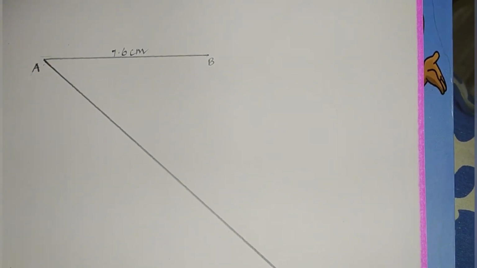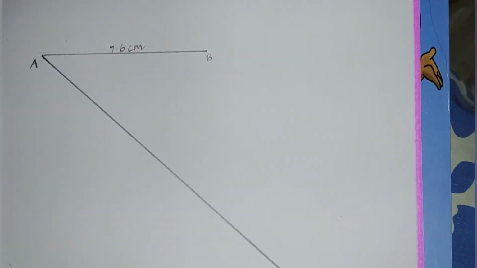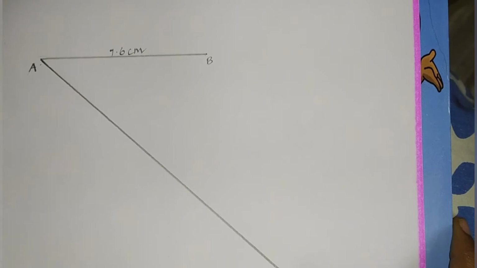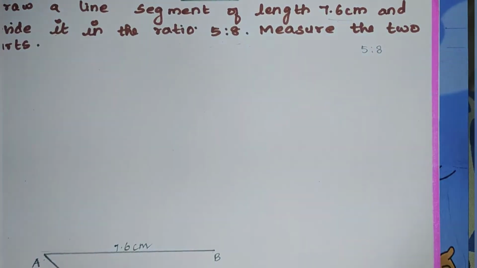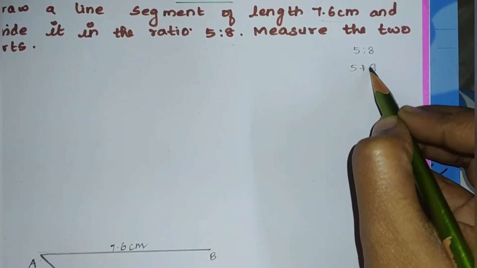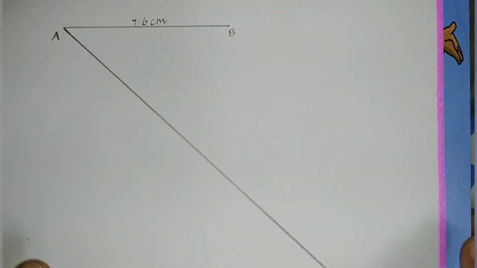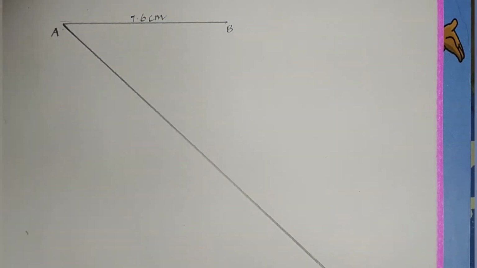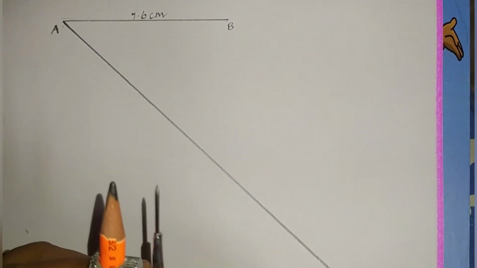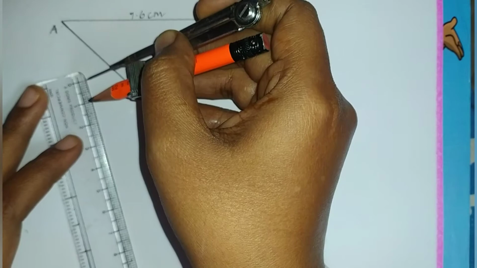And then you are going to divide the ray AX into 13 parts. How 13? We have 5:8, no? So 5 plus 8 is 13. We have to mark the points as A1, A2, A3, like that. So totally you are going to divide into 13 equal parts. Take 1 centimeter in the compass.